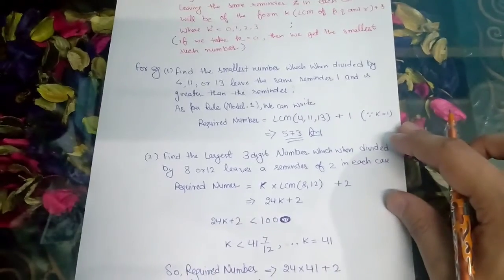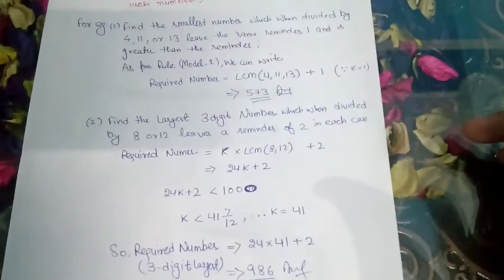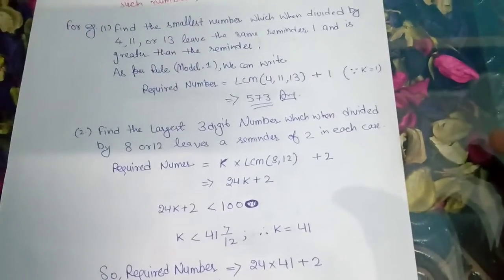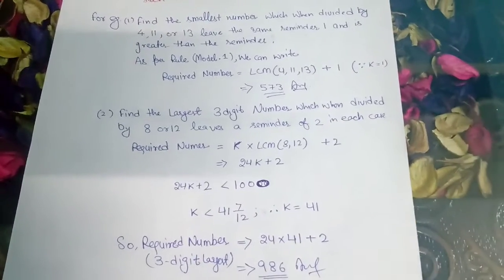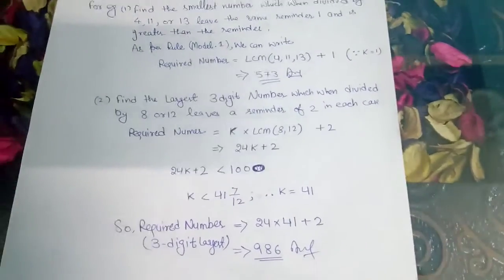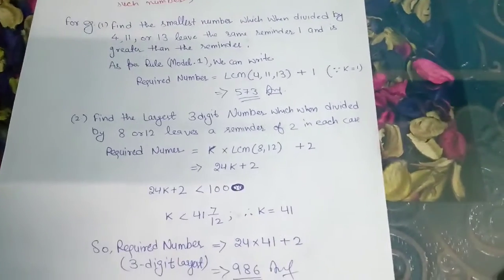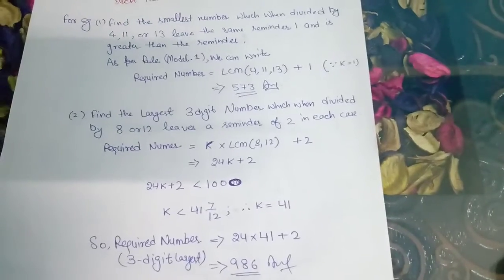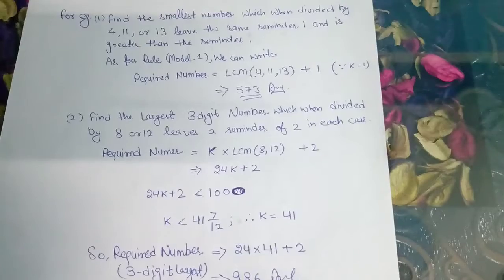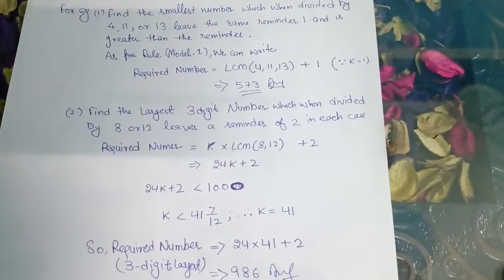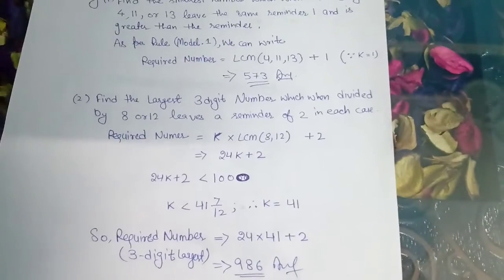I'll discuss the second example, which is quite easy. Find the largest three-digit number which when divided by 8 or 12 leaves a remainder of 2 in each case. This application comes when any number is divided by two or more given numbers and in each case the remainder is the same. As per the rule, the required number will be K multiplied by LCM of 8 and 12 plus 2. LCM of 8 and 12 is 24, so 24K plus 2. Now we have to calculate the three-digit number, so we should know that 24K plus 2 will always be less than 1000.